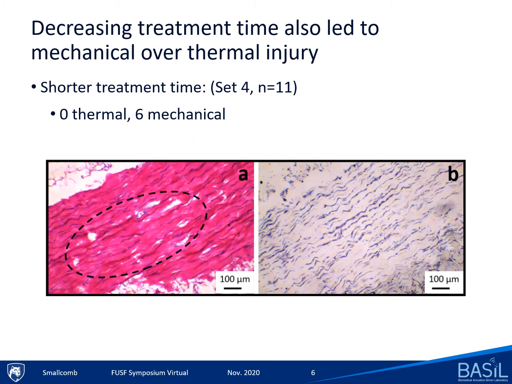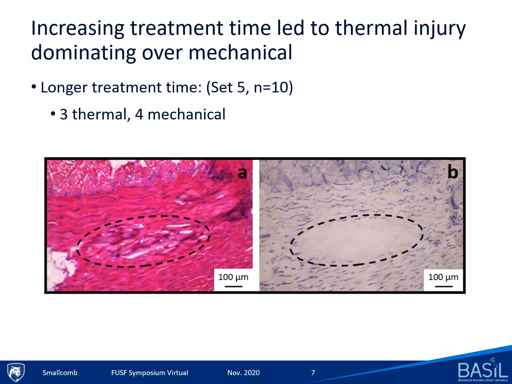We also saw a trend that when we decreased our treatment time, that also led to mechanical effects over thermal injury. So with our shorter treatment time, but still a 10 millisecond pulse, we saw none showing thermal type effects, but we saw 6 showing a mechanical type disruption. So here's an example from one of those samples showing that there's a localized fiber disruption in the H&E stain on the left, but on the right in the NADH stain, there's no cell death, which would be indicative of thermal injury.